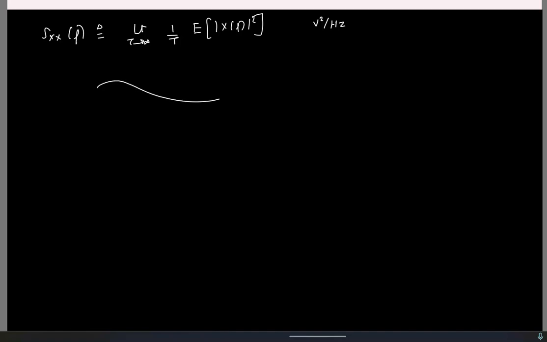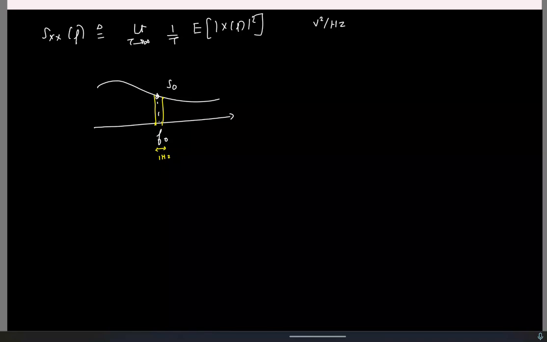So let us say I find that the power spectral density has some plot like this. At some frequency f naught, if I say that the value is S naught, it means that around f naught in a bandwidth of 1 hertz, I have a whole continuum of infinite frequencies, and the combined power of all those infinite frequencies is S naught. It doesn't say that my signal has a sinusoid at a frequency f naught with a power S naught.